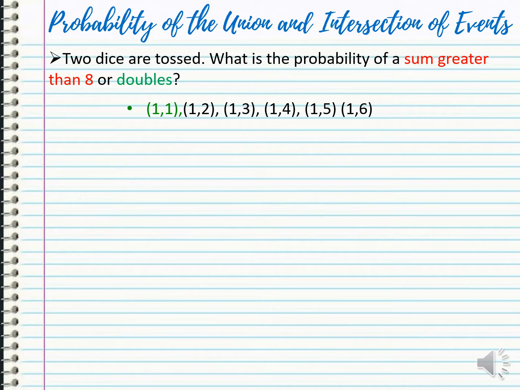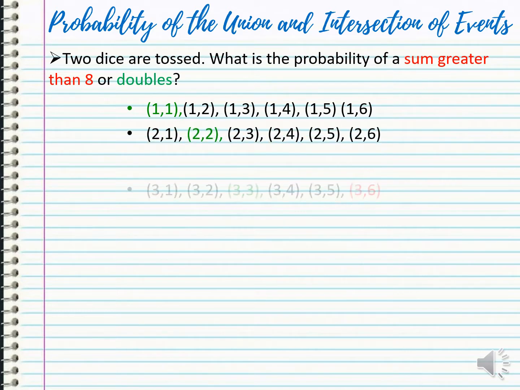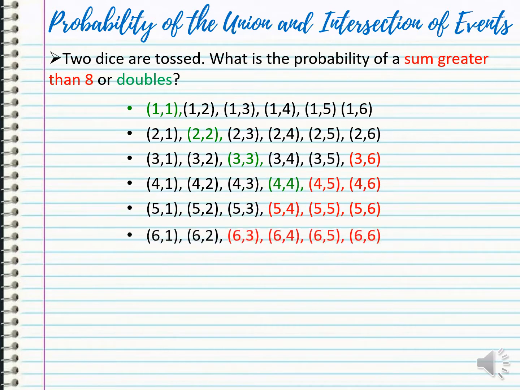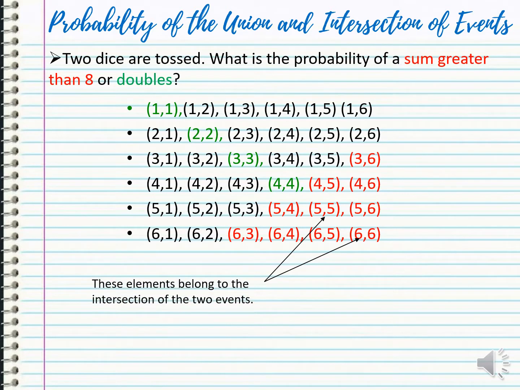So 2 dice are tossed. We have 1 1, 1 2, 1 3, 1 4, 1 5, and 1 6. We also have 2 1, 2 2, 2 3, 2 4, 2 5, 2 6, and so on until you get all the possible outcomes of the experiment.